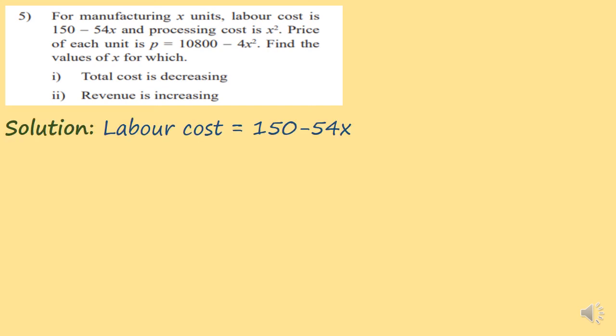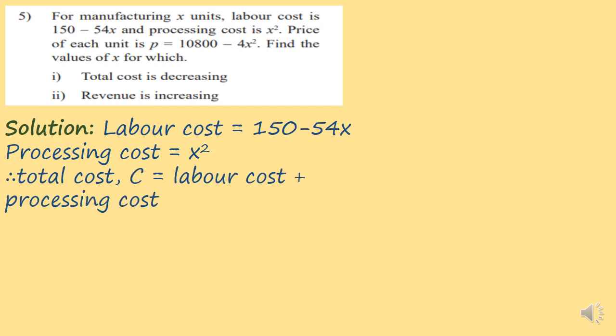Now here, the total cost is not given directly. We have to find it from here. We know that the labor cost is equal to 150 minus 54x and the processing cost is x square. So the total cost comes out by adding both the costs, the labor cost and the processing cost. So we get total cost, that is C, equal to 150 minus 54x plus x square.